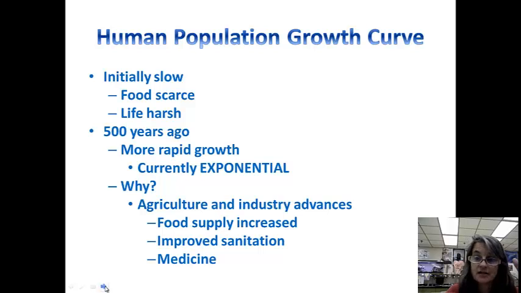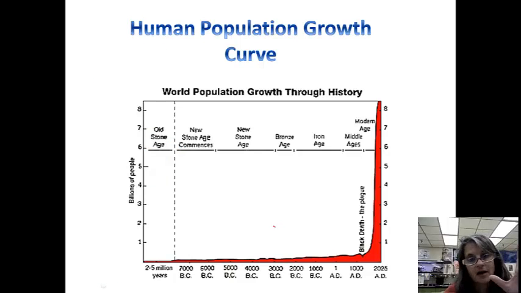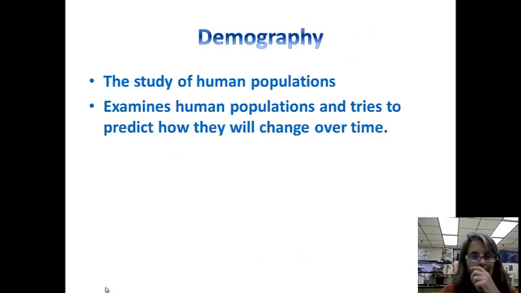Agriculture and industrial type advances. Agriculture, learning to farm, increased our food supply, and the fact that the food supply became very reliable, improved sanitation, stopping the spread of disease, medicines, of course. So our population went up in response to those ways that we were able to finally control our environment, okay?